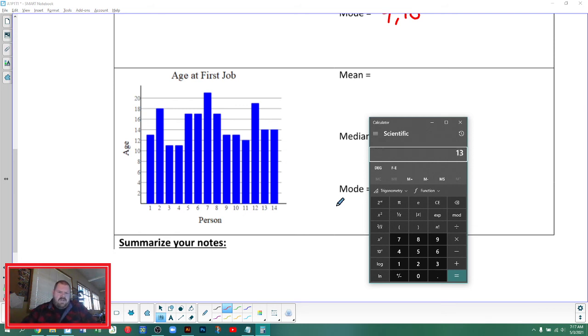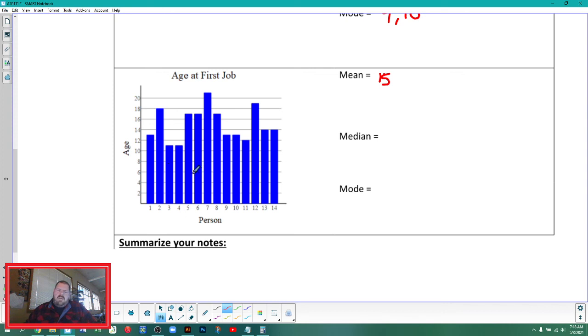Looks like the first one is 13, 18, 11, 11, 17, 17, 21, 17, 13, 13, 12, 19, 14, 14. And there are 14 people. Made that part easy. And so my average is 15.